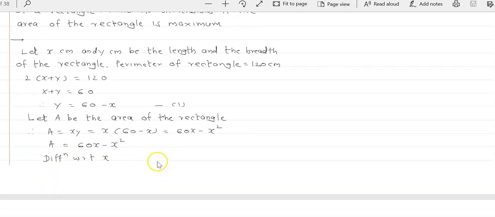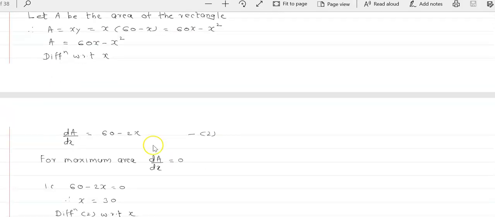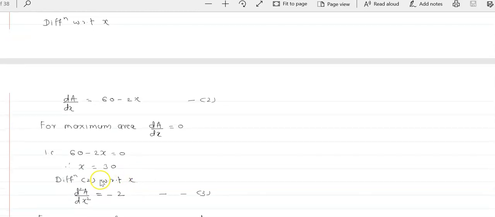Now differentiate this with respect to x. If you differentiate this, then dA upon dx is equals to 60 minus 2x. This is equation number 2. For the maxima, dA upon dx is equals to 0, the first derivative is equals to 0. That is 60 minus 2x is equals to 0, x is equals to 30. And if you differentiate this again, then you will get d2A upon dx square is equals to minus 2.